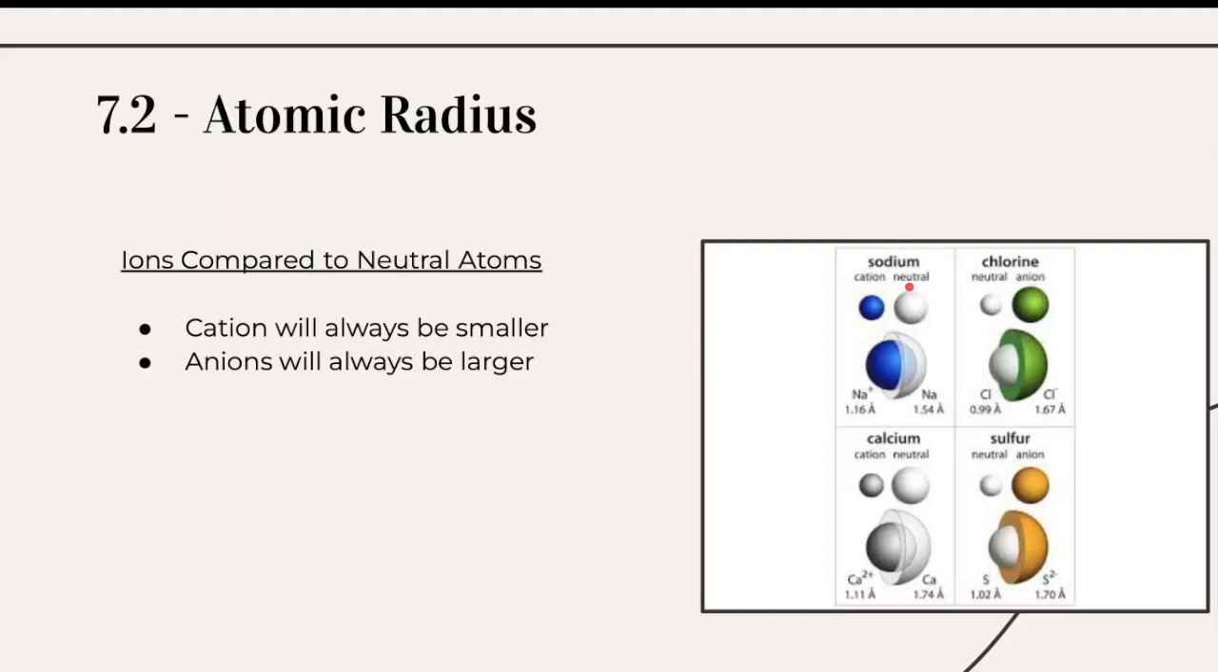Anions will always be larger than their neutral atom because they'll have the same amount of protons, but the atom will expand further due to more repulsive force, as an anion has more electron-to-electron repulsion. And you can even see that here with chlorine. Its neutral atom is smaller than its anion.